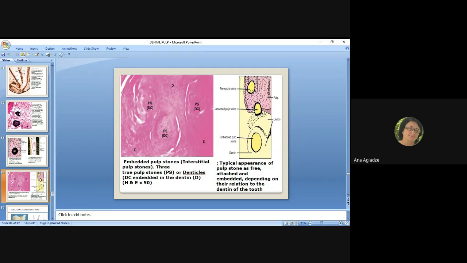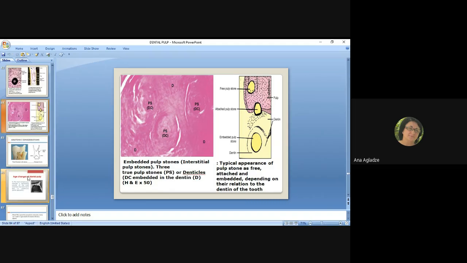And also you can see that some physiological processes take place. You can see this pulp stone which is attached to the dentin, and also this is a free pulp stone which is embedded into the pulp connective tissue. And here it is denticles, false denticles.